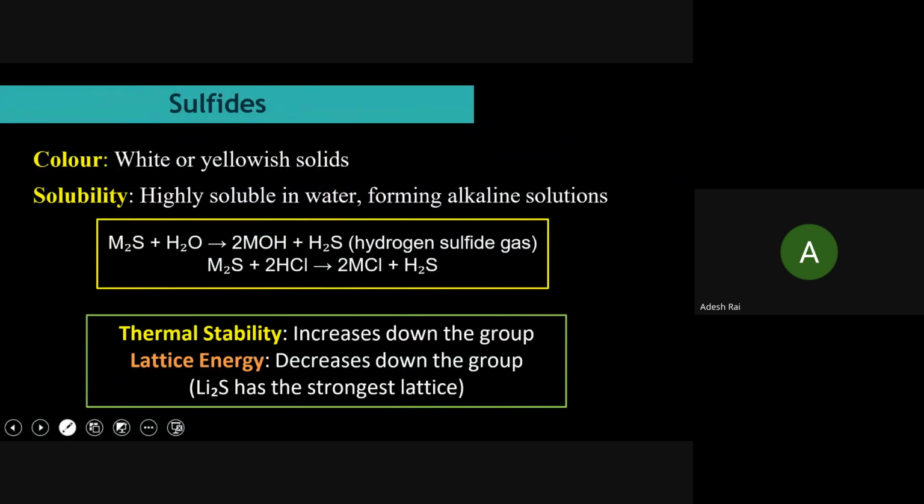Now sulfides. This is all experimental based data. When you perform qualitative analysis, you will do it on your own, but still, you can just go through it. So, what is the color of sulfide? White or yellowish solid? Yellowish solid.